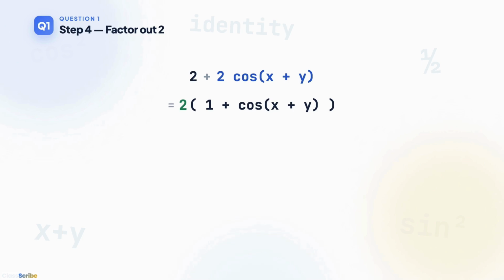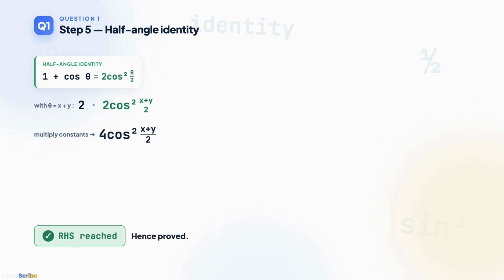We are now just one identity away from the answer. Use the half angle identity. 1 + cos θ = 2 cos²(θ/2). Here θ is x + y. So we get 2 multiplied by 2 cos²((x+y)/2). Finally, multiplying the constants gives 4 cos²((x+y)/2), which is exactly the right-hand side, hence proved. Notice the beautiful flow of this proof.